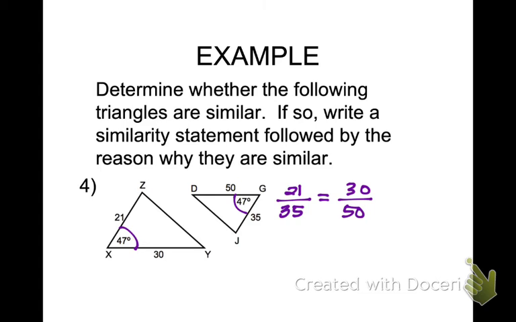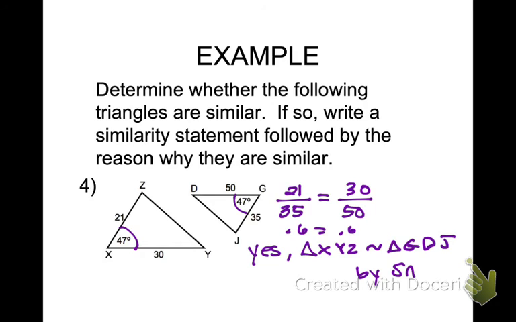So 21 divided by 35 is 0.6. 30 divided by 50 is 0.6. So yes, triangle XYZ is similar to triangle GDJ, where X would match up with G, Y would match up with D, and then J, by side angle side similarity.